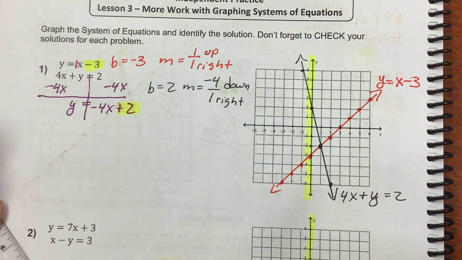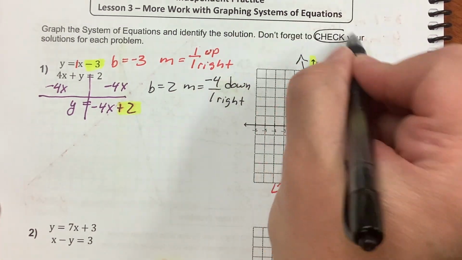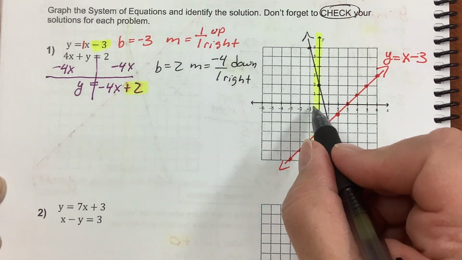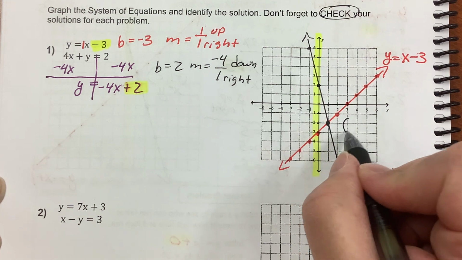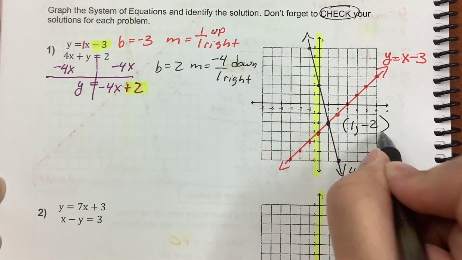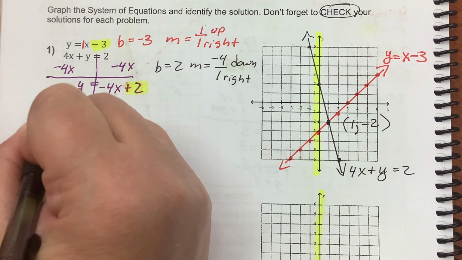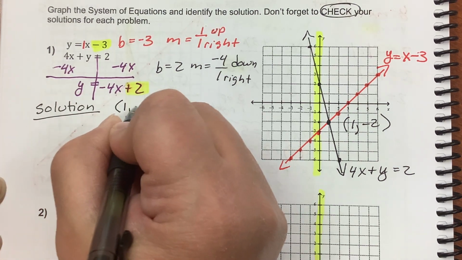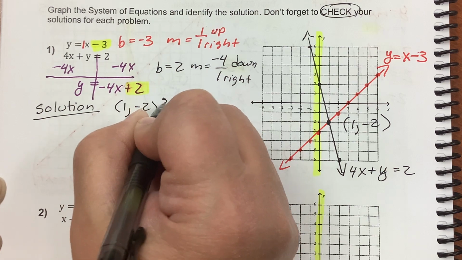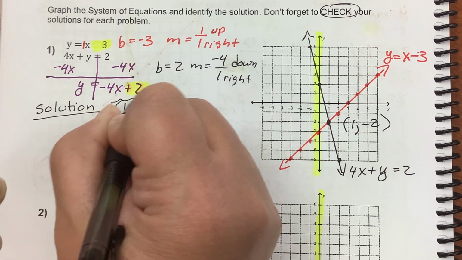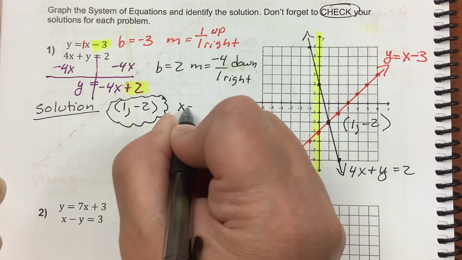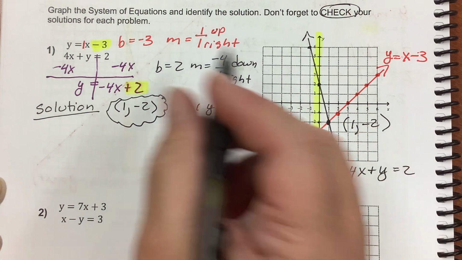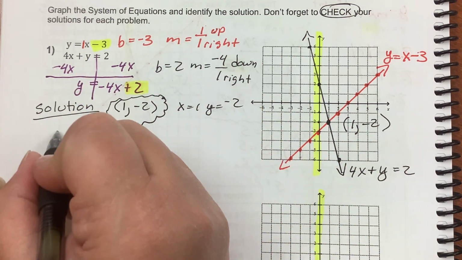Okay, now I have to check. Don't forget to check your solutions. So my solution here is +1, -2, which means, here we go, solution. +1, -2. A little puffy cloud of happiness because I like that answer. But it really means x equals 1, y equals -2. So now I have to go back and put that into both equations.